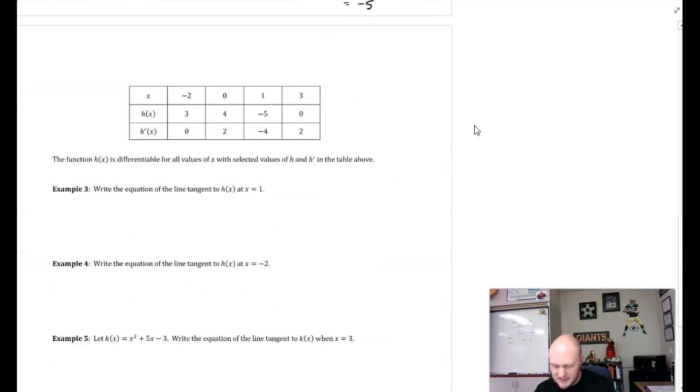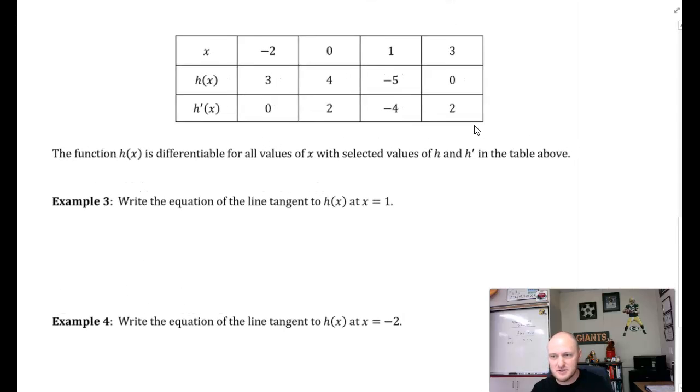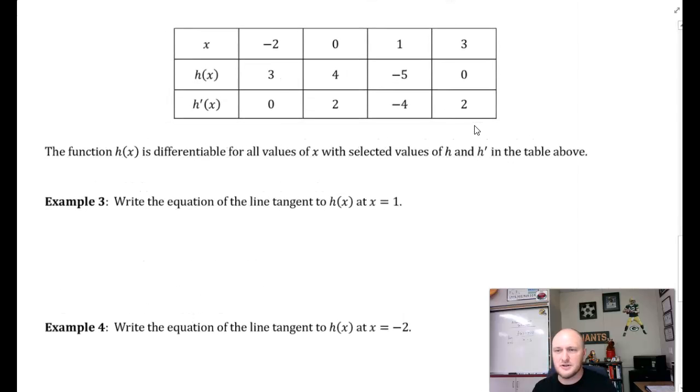Okay. Ooh, a table. Yes, I love questions with tables. They're so fun. It's better than Easter. Better than an Easter egg hunt. The function h of x is differentiable for all values of x with selected values of h and h prime in the table above. Example number 3. Write the equation of the line tangent to h of x at x equals 1.